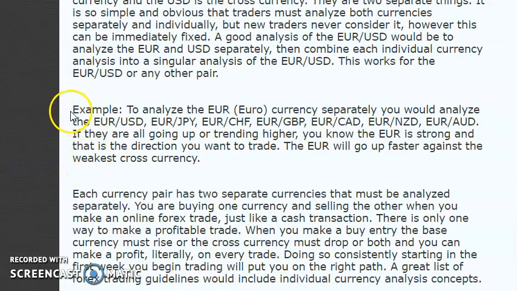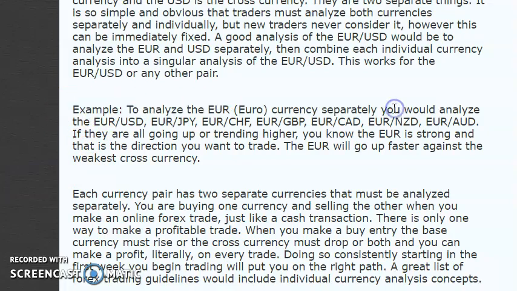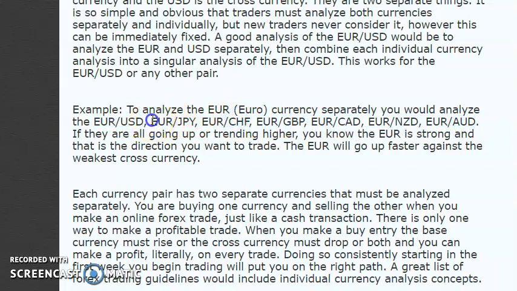So let me give you an example. If you want to buy any one of the euro pairs, okay, let's say you want to buy the euro yen. The very first step is to separate it into two pieces. You analyze the euro first. Well, how do you analyze the euro? You line up all of the euro pairs against the major currencies all together, and you look at the trend and the current momentum, and you will have a solid foundation for trading the euro yen.